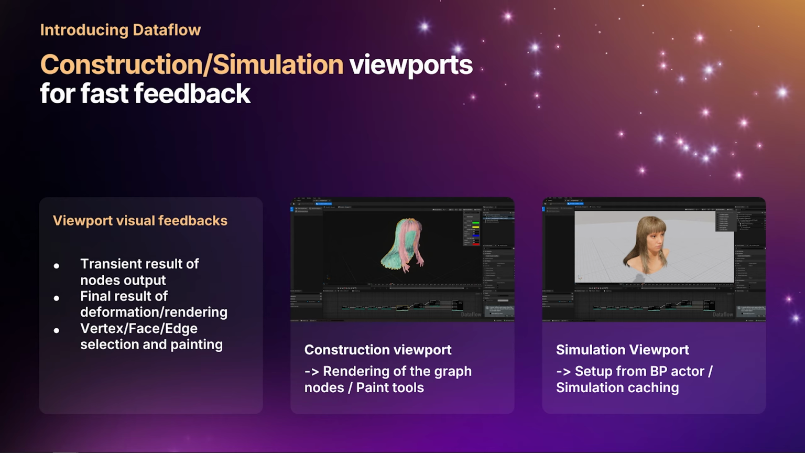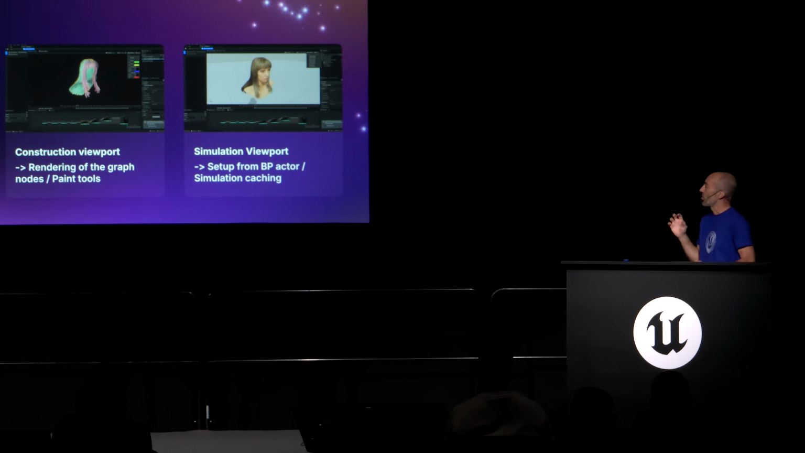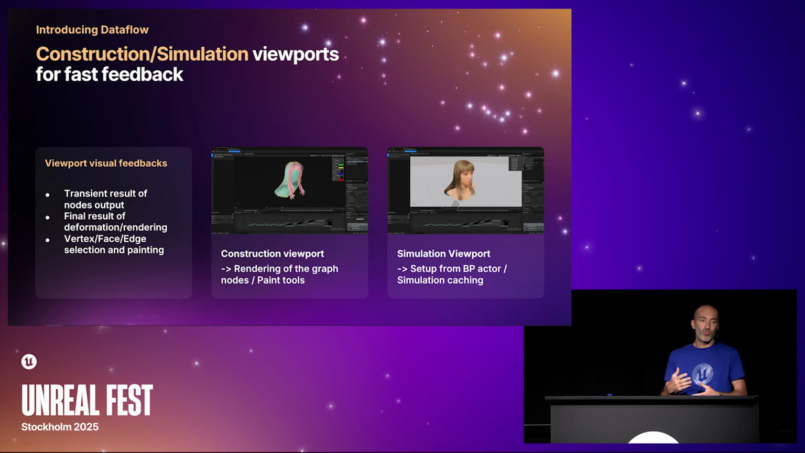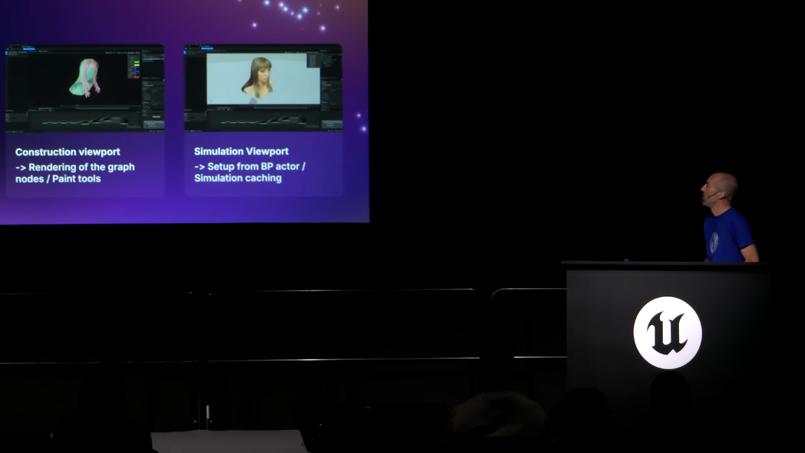The simulation viewport is a bit different. The goal is to have the final rendering and the final deformation there. You set up this viewport in a different way, because in the preview scene you have an option to put a Blueprint. By default, each asset has its own preview Blueprint, I would say. But if you want to do something custom, you can create your own Blueprint, put whatever you want inside, put the Blueprint in the preview scene, and it will display something here. So for example, this one is a simple Blueprint with one asset.